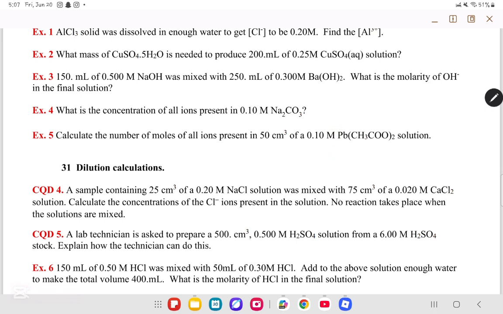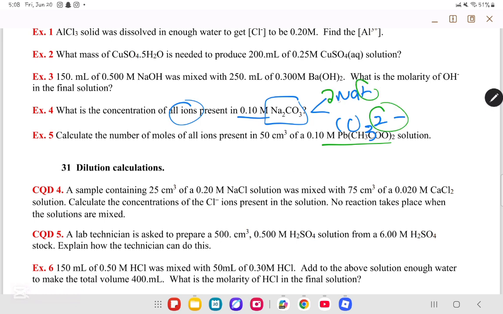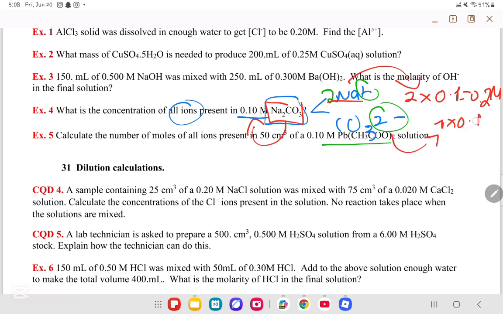Okay, so the next exercise, exercise 4, is going to be a bit simpler. What is the concentration of all ions present in 0.1 molarity of Na2CO3? Very simply, you're going to separate it into its ions, so Na plus and CO3 2 minus. As you can see, we have one CO3 2 minus, 2 negative and 1 positive. So to balance it, you will put a 2 over here. Now, if 1 Na2CO3 gives us 0.1 molarity, then 2 Na plus will give us 2 times 0.1, which is 0.2 molarity. And CO3 2 minus is going to be 1 times 0.1, which is 0.1 molarity, right?